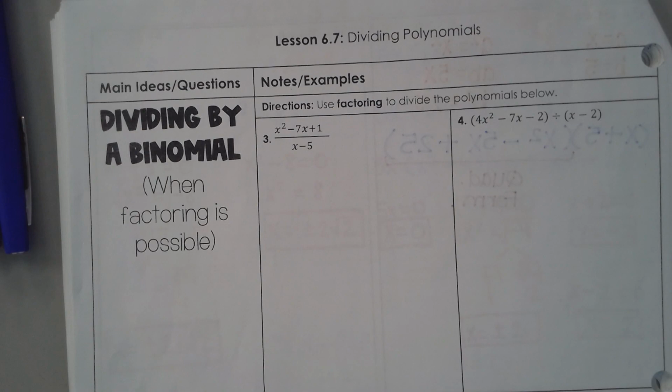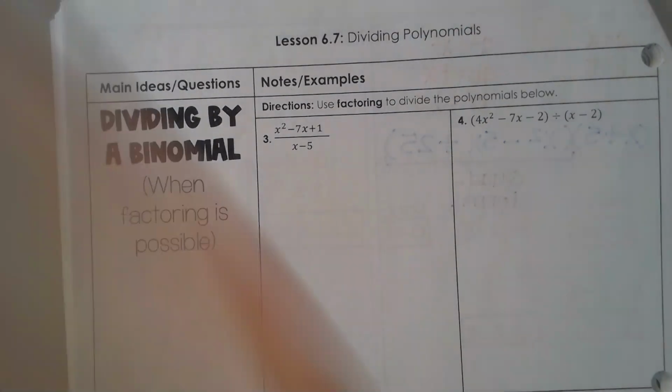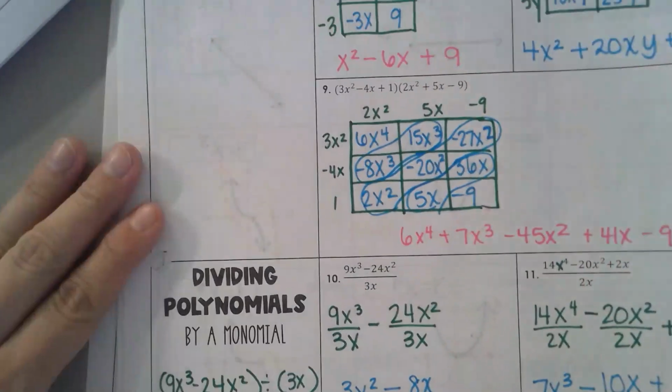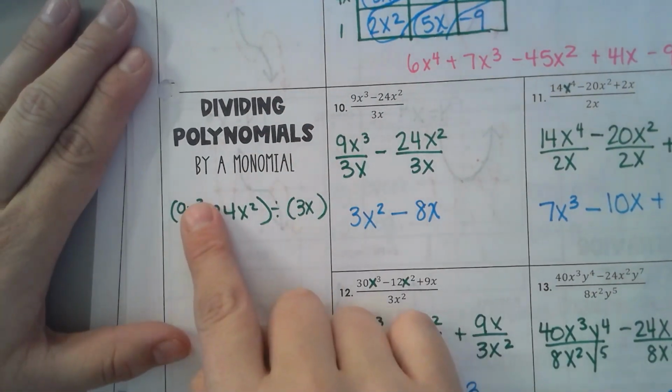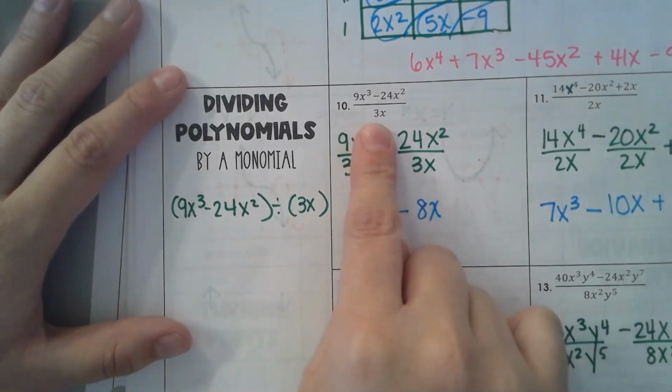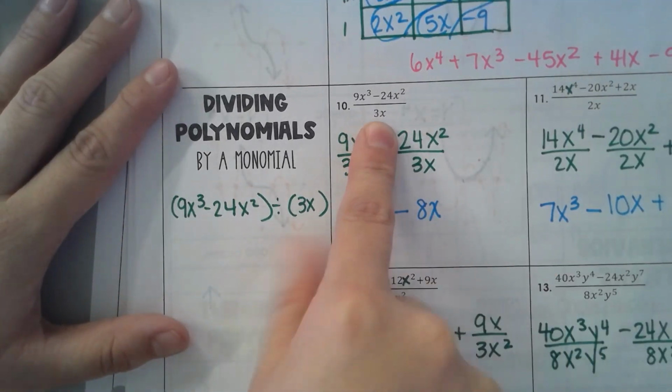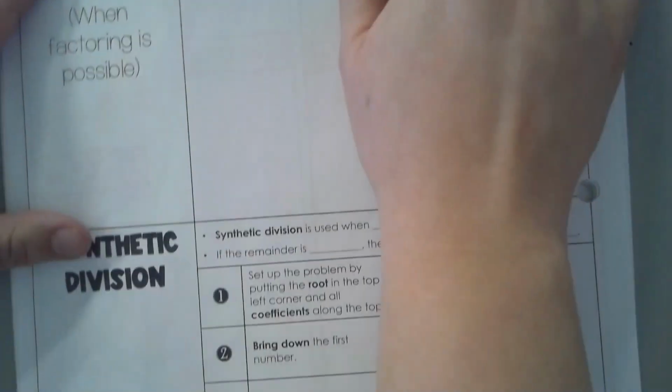Dividing polynomials. Now we've done something similar. If we look way back in the very beginning, we divided polynomials by a monomial, so like dividing it by just one term. What we're going to do today is dividing it by a binomial.